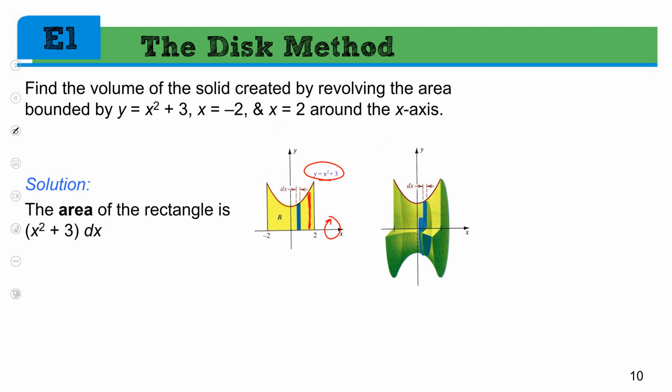However, we don't necessarily care about the area of the rectangle. We want the volume of the disk. So notice that the height of the rectangle is the radius of the disk. Many of you will forget the two crucial things. You'll forget the squared part, or you'll forget the pi part. Pi r squared times the height. The height is easy. The height's always going to be dx or dy. Forget about it.